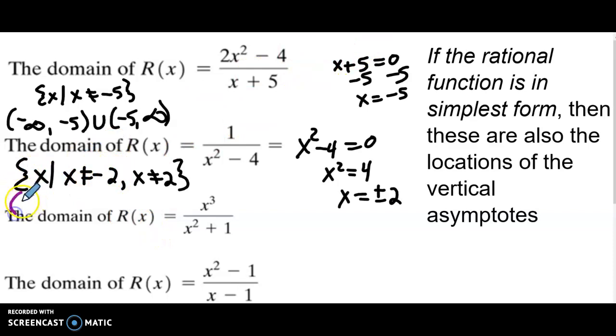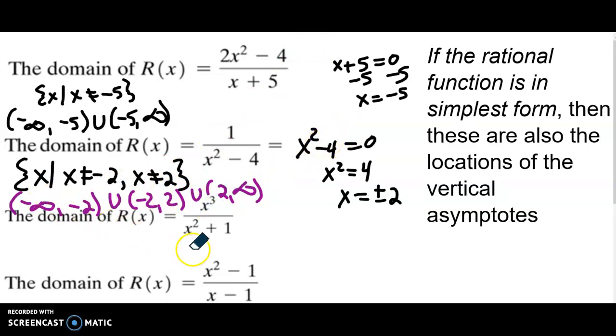I would, of course, accept it. -infinity to -2 in union with -2 to 2 in union with 2 to infinity is how I'd have to write that. And like I said, when it gets extra long, sometimes people just say, you know what? I'm going to write it in set builder notation. It's a little easier.